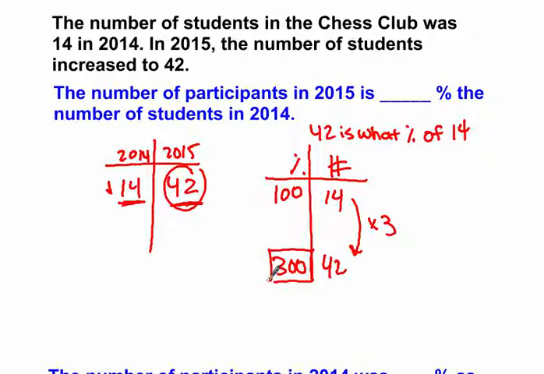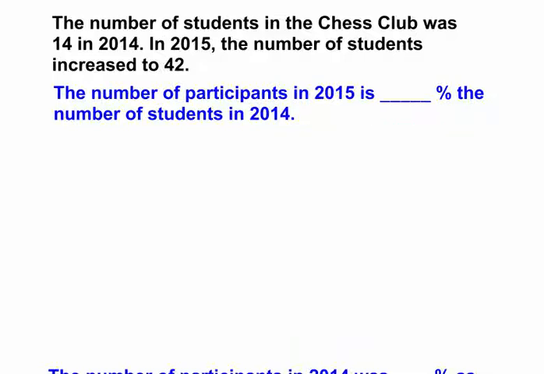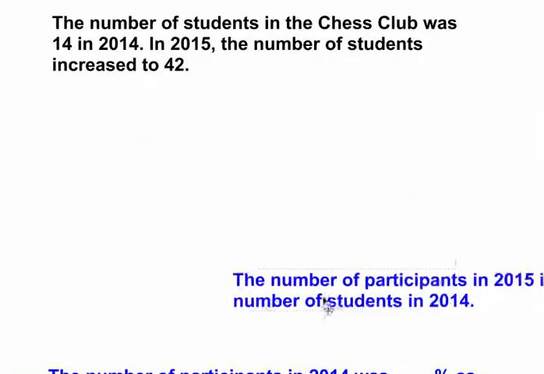If we compare that last problem, we said it was an increase of 200%. Well, if we start at 100% and we increase by 200%, we get to 300%. And if you did this problem the first time, you could have seen, okay, we went from 100% to 300%. That's an increase of 200%. Or 42 is 300% of 14. And then for this last problem, same type of deal.